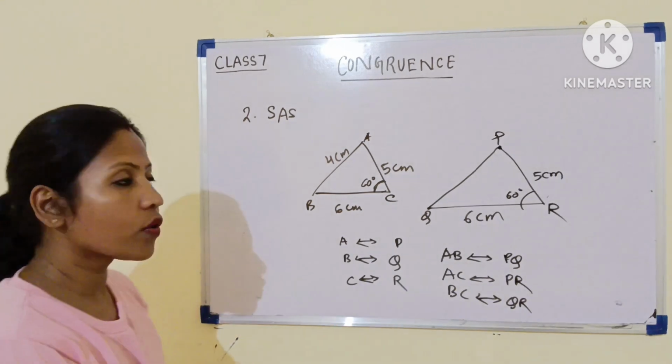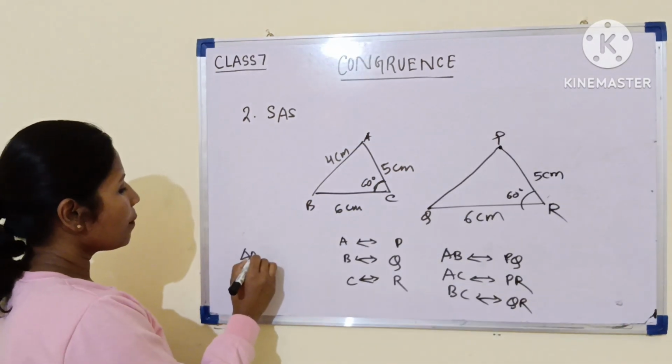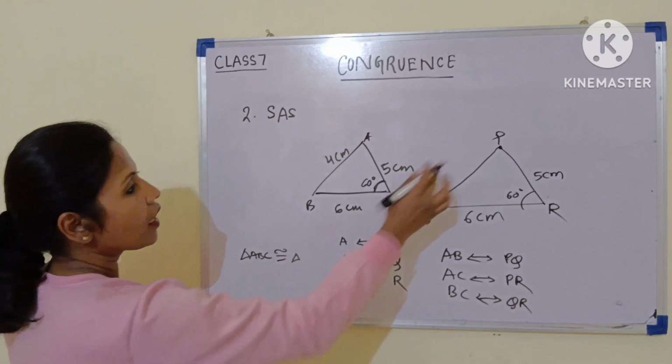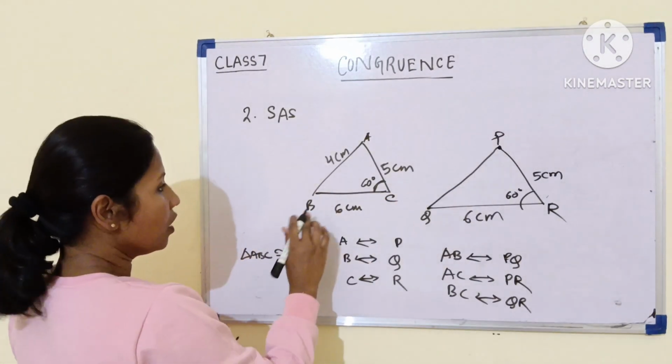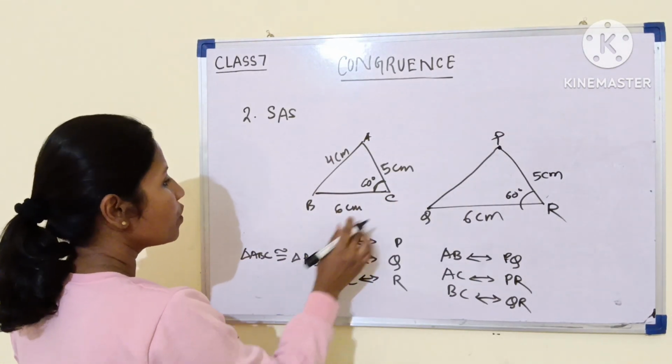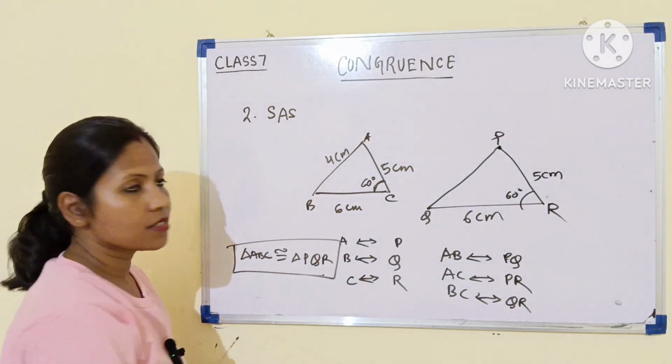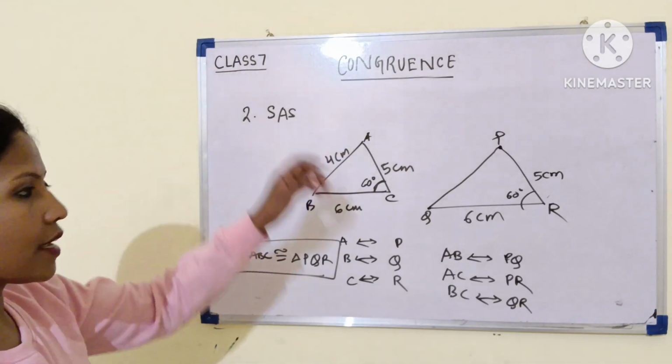How will you write the congruency? Triangle ABC is congruent to triangle PQR, where A corresponds to P, B corresponds to Q, C corresponds to R. So you can say this. So this was the SAS property.